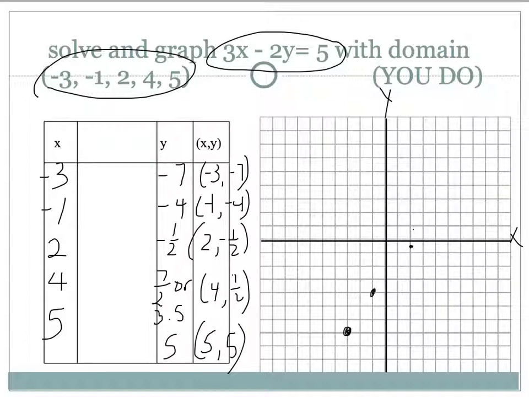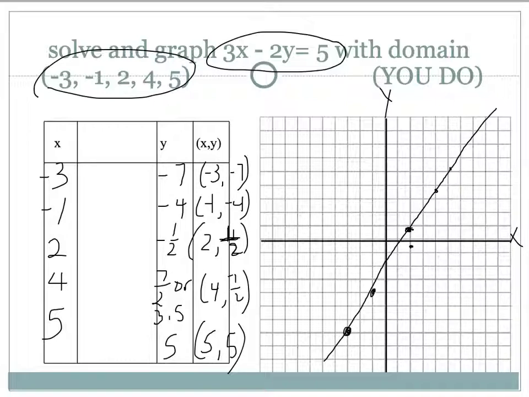So 1, 2, 3, and then in between 3 and 4. And the last one is 5, 5. So we want to go to the right 5. 1, 2, 3, 4, 5. And up 5. Okay? So here I have a straight line, and I just need to connect my points. Let me see what's going on with this one right here. Sorry guys, this one right here is supposed to be positive 1/2. So this should be positive 1/2 right here, and then that would make my point up here.